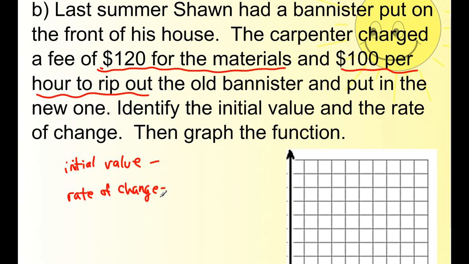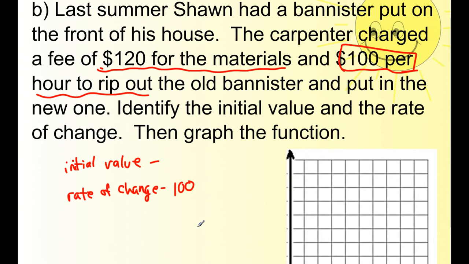So let's think about it. The carpenter charged $120 for materials and $100 per hour. Well, that $100 per hour, anytime you're doing something repeatedly over and over again, that's going to be a multiplication. I can tell you right now, that will be our rate of change. That's our slope. That's how much the cost of replacing the banister is going to change over time, because every hour this guy works on the banister, he's going to charge another $100. So over time, this is going to increase the cost. So that is our rate of change, $100 per hour.